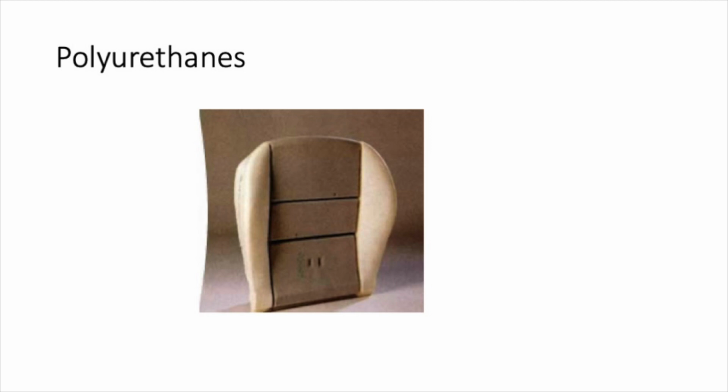Now a third example of a thermosetting plastic is polyurethanes, and these are used in cushions, they're used in ski boots, and they're used as the foam in many car seats.